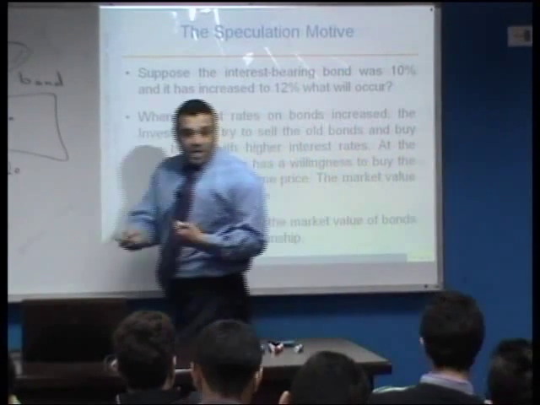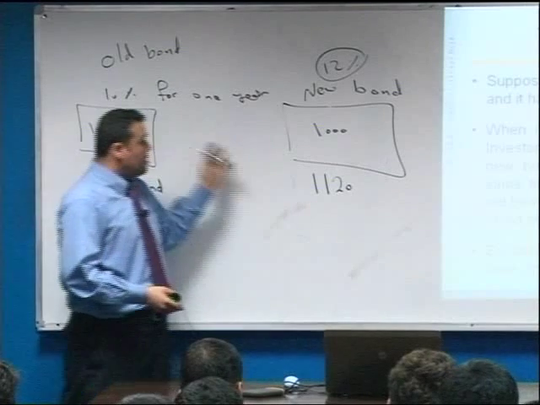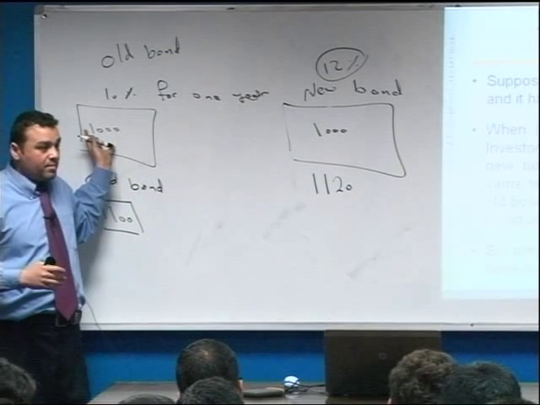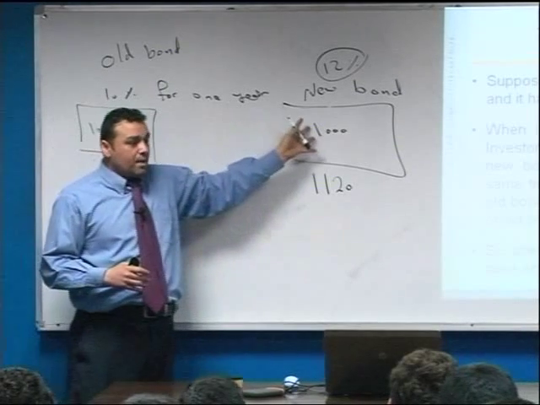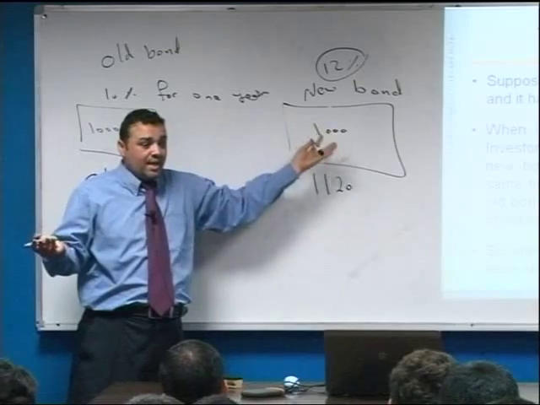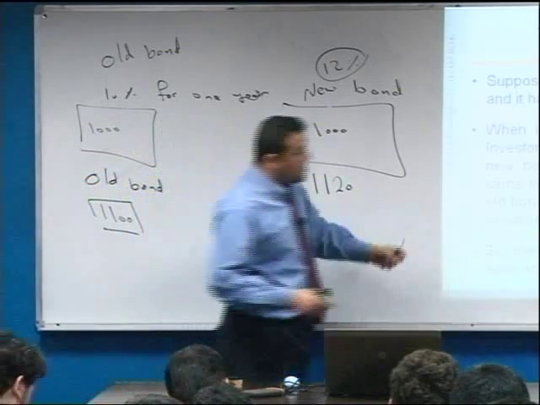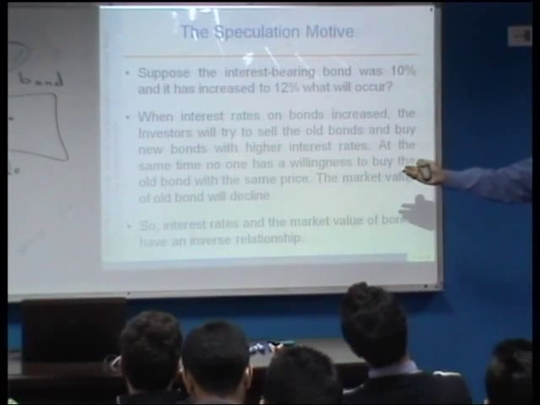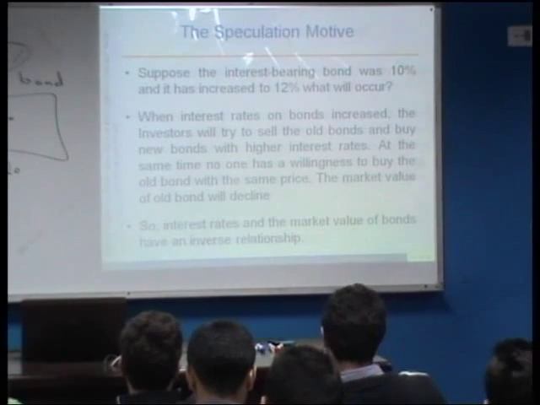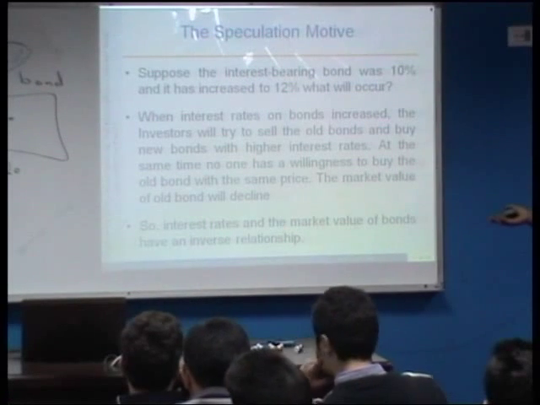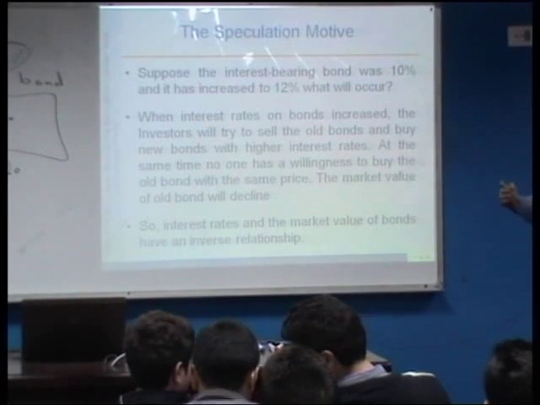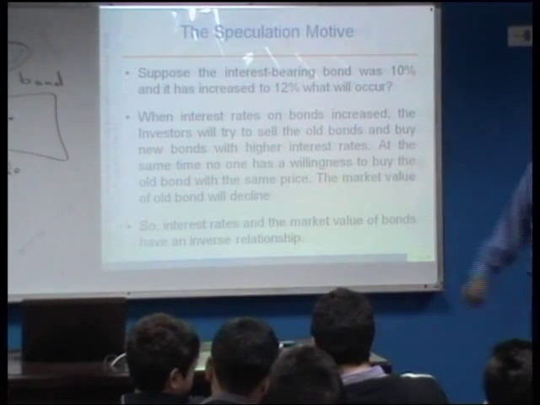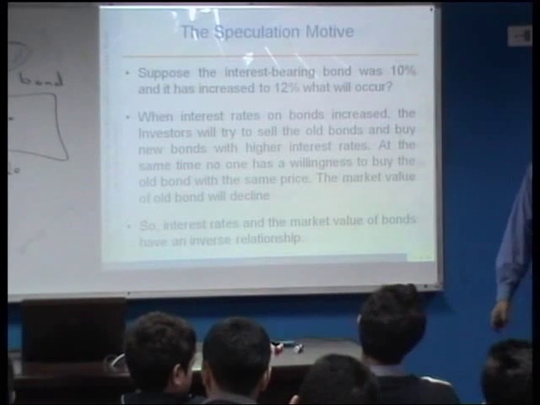And at the same time no one has a willingness to buy the old bonds. ولا واحد عنده الرغبة, a desire to buy the old bond. يعني مين العاقل اللي بده يشتري ابو البونز ابو 10% اللي قيمته 1000 ويسيب اللي بيعطي له انترست أعلى اللي هو 12%. So in this case what would happen? At the same price no one has a willingness to buy the old bonds. The market value of the old bond would decline.